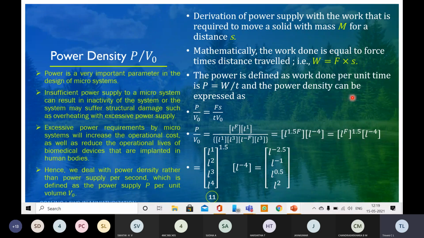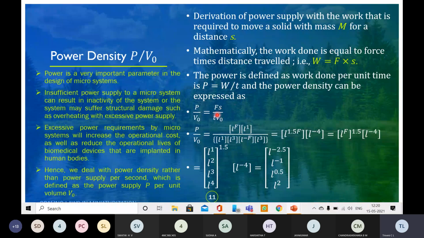So what would be the power density here? The power density is nothing but P by V naught. If we take P by V naught, what will we get? We'll get Fs by T into V naught itself. So this will be the expression for the power density.